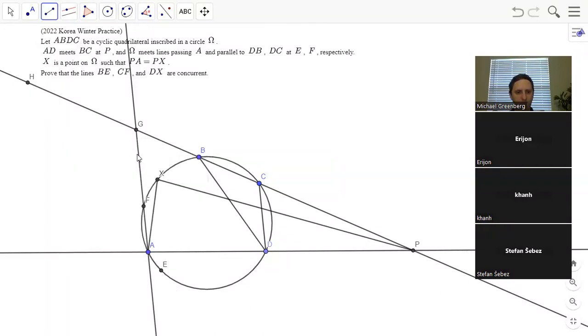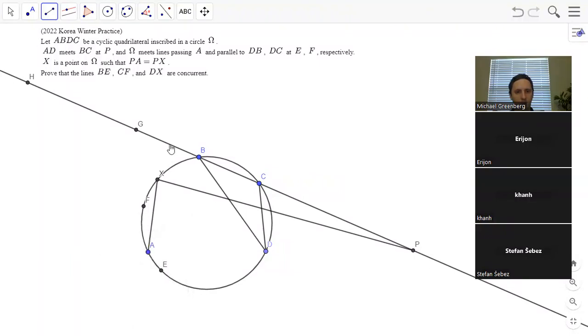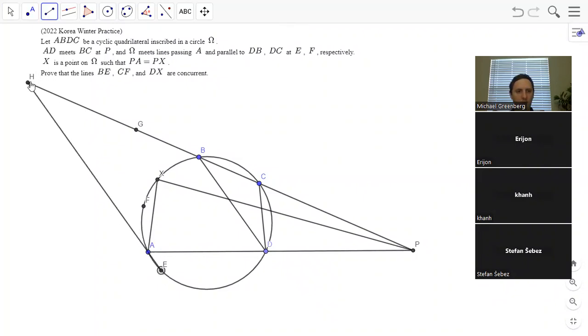Okay. All right. Make it look a little nicer. Okay, so we have GF and A. And is that it? I think so. All right, so we want to show that BE, CF, and DX are concurrent.